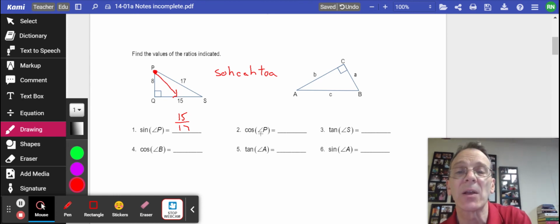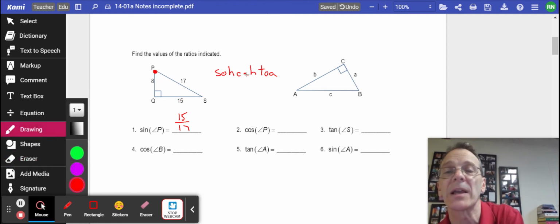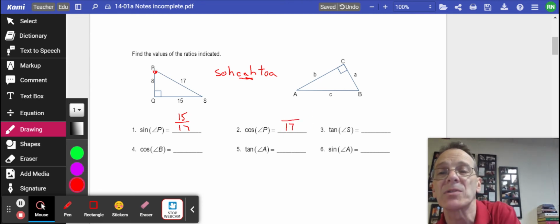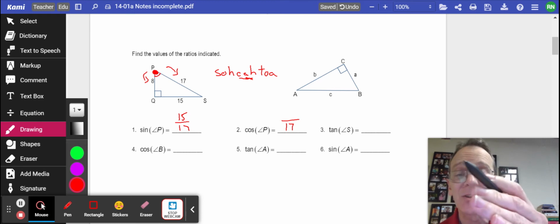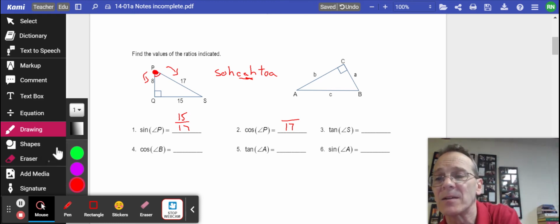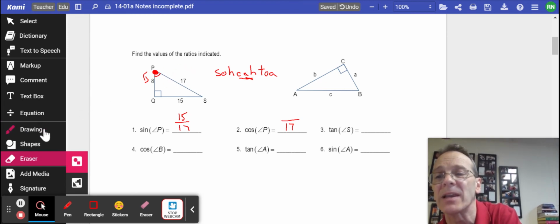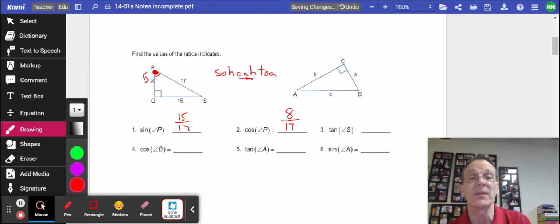Let's do cosine of angle P. Again, from angle P's point of view, cosine here is adjacent divided by hypotenuse. I know the hypotenuse is 17. What is the side which is adjacent to that angle there? Is it the 8? Well, it could be the 17. They're both next to the vertex of that angle. But no, it can't be the 17. It has to be the 8 because 17 is the hypotenuse. So there's the value of the cosine of angle P.